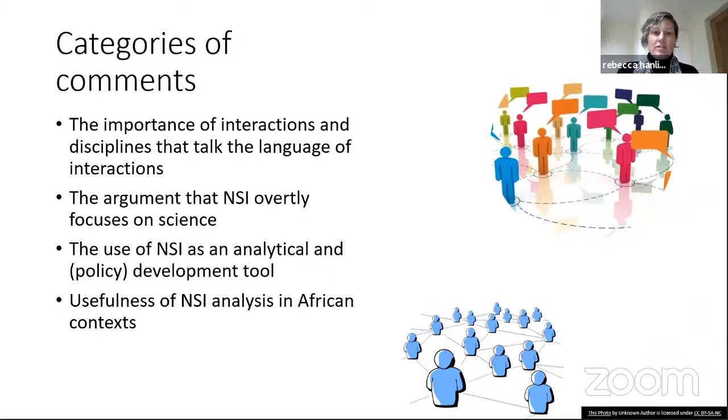So I particularly want to focus on interactions and institutions. I'd like to say something about the relationship between national systems of innovation and science and technology. And I want to talk about NSI, National Systems of Innovation, as an analytical and as a policy tool. And then I'll finish with some very brief comments on its usefulness in African contexts.